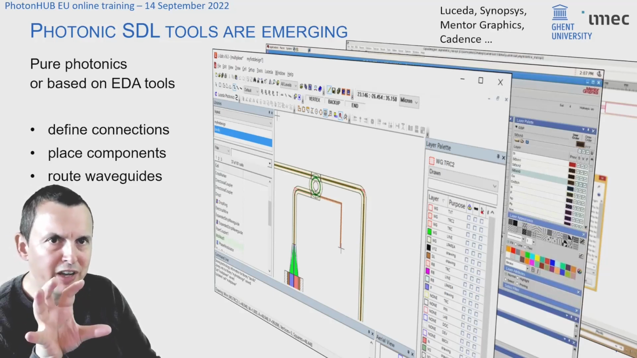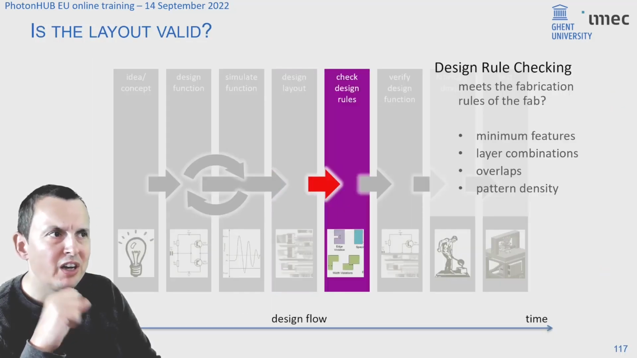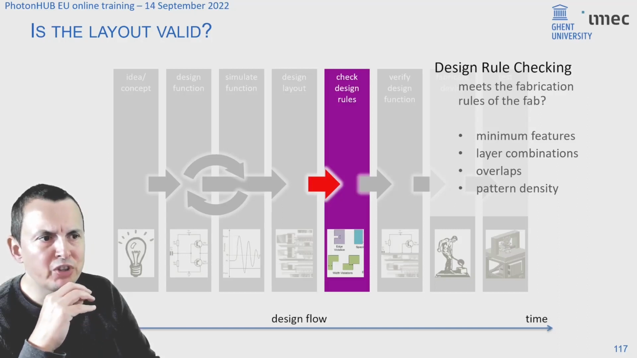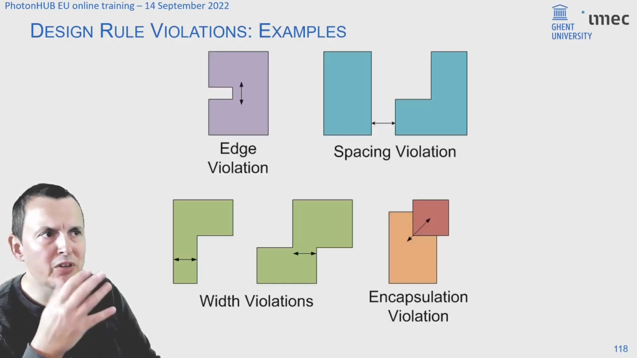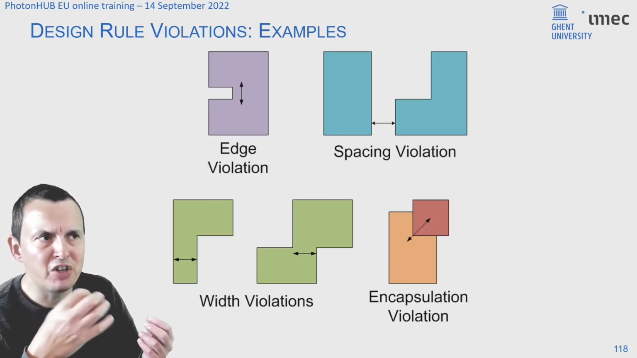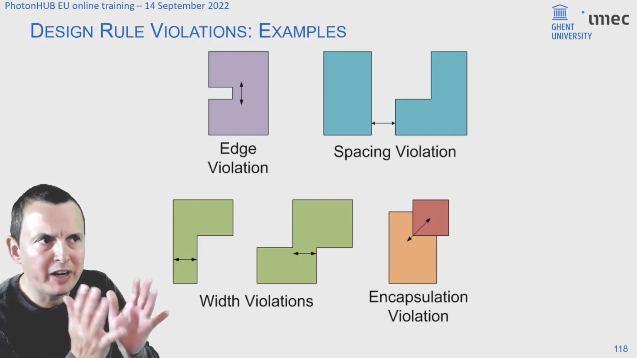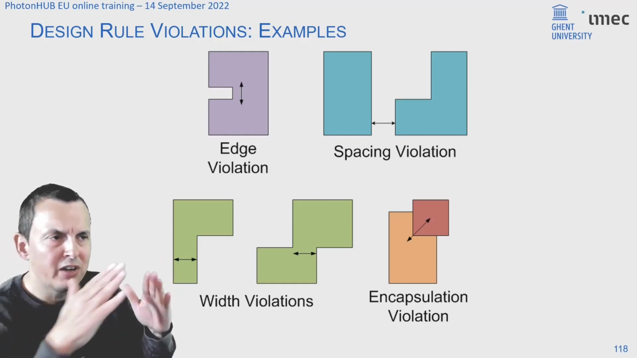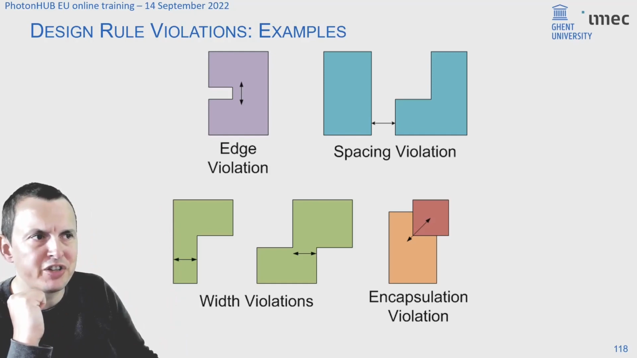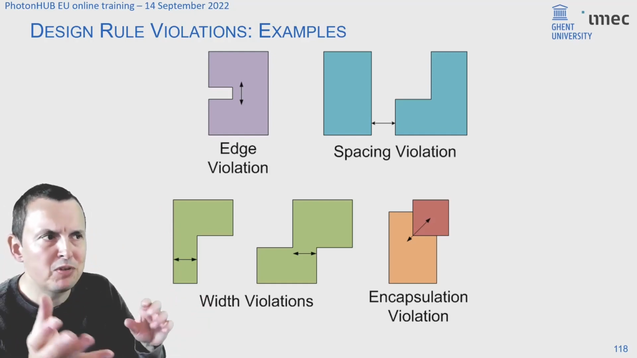Now, once you have your layout, the next question is, can I actually fabricate this layout? Is this compatible with the fabrication process? And this is a step we call design rule checking. Typical problems that you encounter during design rule checking is whether some features are too small, like two components too close together, or a sharp angle somewhere because two waveguides come too close together and their trenches intersect. Minimum line width, minimal spacing.